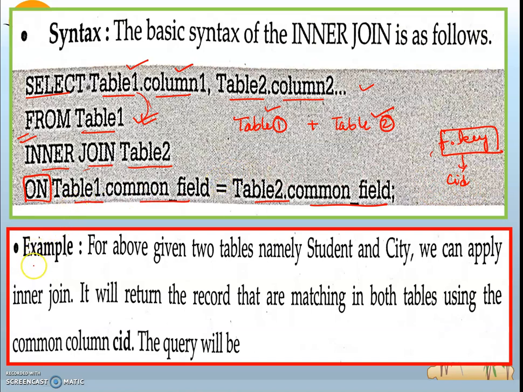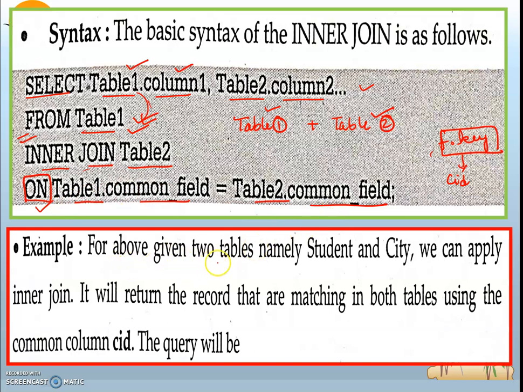So let's look into the example where the concept will be a little more clear. Right now the syntax is select, mention all the columns along with their table name, and then mention the first table name in the from clause and the second table name in the inner join clause using on, and then mention the condition. Okay, now let's go to the example.